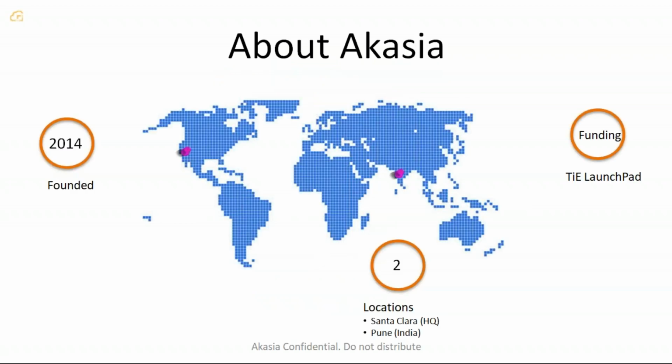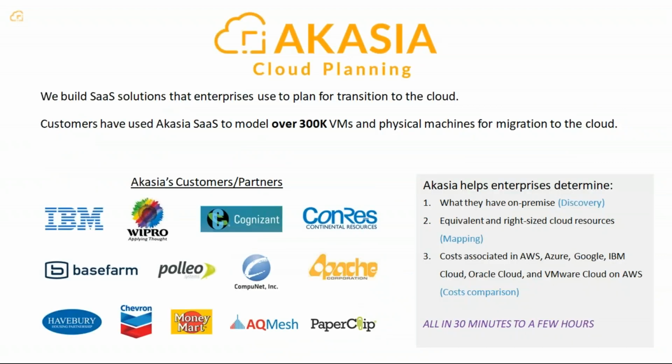First, a little bit about our company. We were founded in 2014, and we're headquartered in Santa Clara in California. We also have an office in Pune in India, where most of our developers are. We are venture-backed, funded by Thai Launchpad as well as a couple of angel investors. We're a software company. We build SaaS solutions that enterprises use to plan for the cloud. As of today, customers have used our SaaS platforms to model over 300,000 virtual and physical machines for migration to the cloud. And there you have the logos of some of our customers and partners.